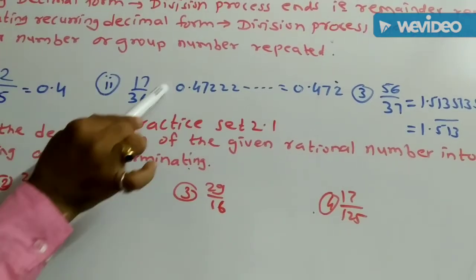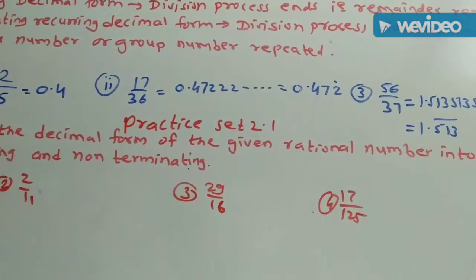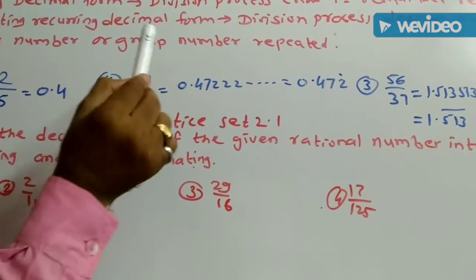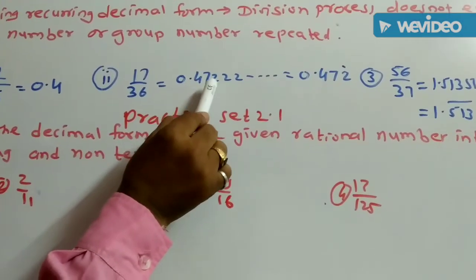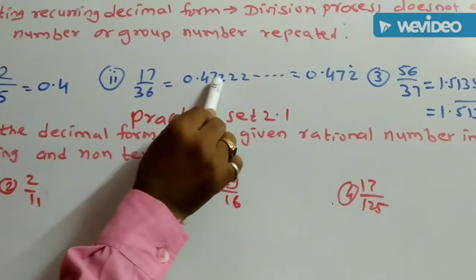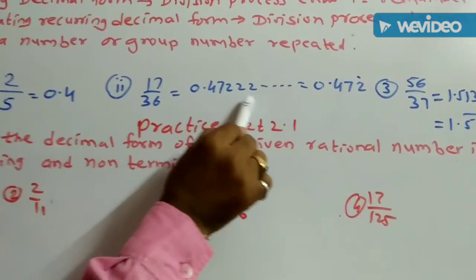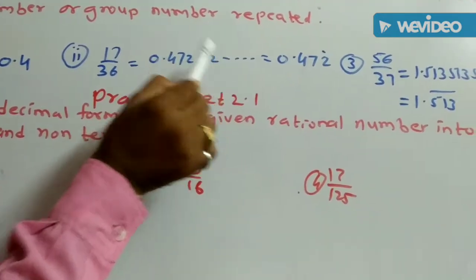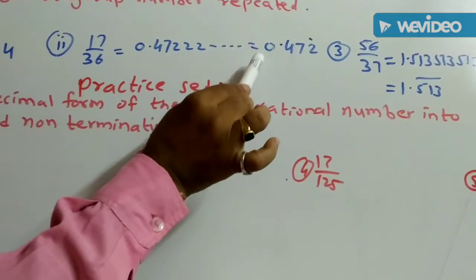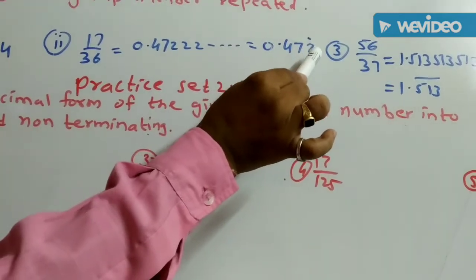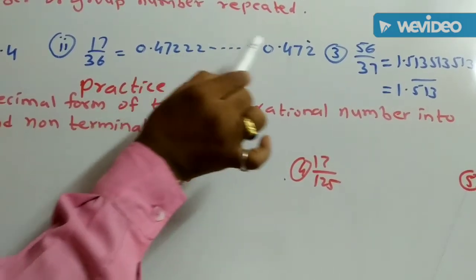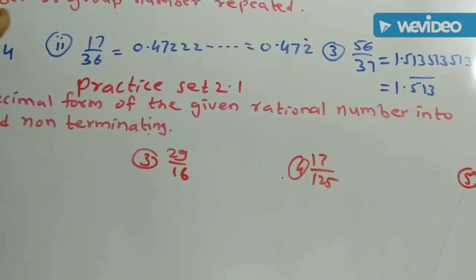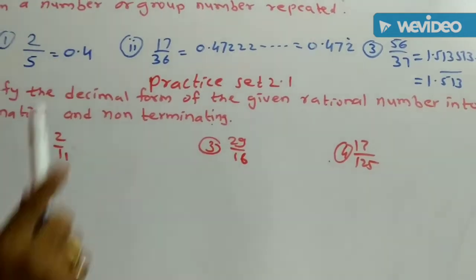For example, here I take 17 upon 36. If we divide 17 by 36, then we get 0.47222... That means in this process the division process does not end, and the digit 2 is repeated, and therefore we write the decimal form as 0.472 with the repeated digit written one time and a dot on it, and that is the non-terminating recurring decimal form.